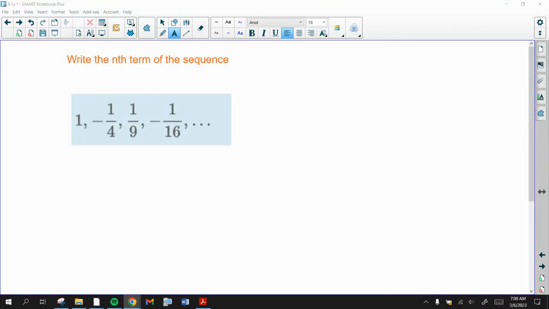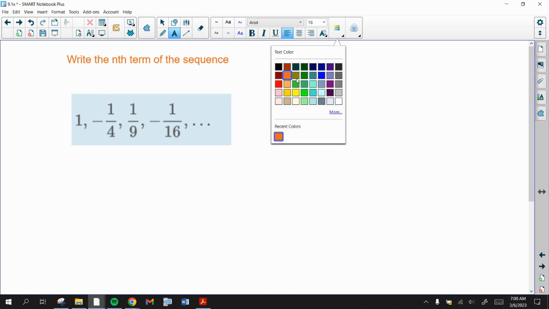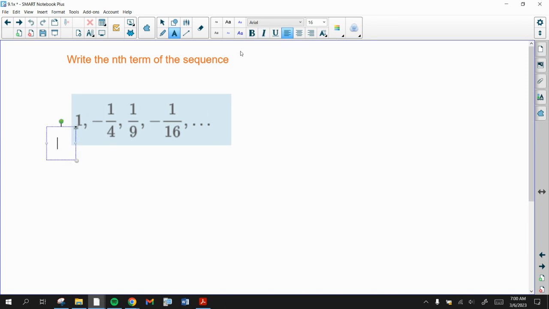We're going to write the nth term of this sequence, so basically the general form of this sequence. The key here is you're trying to look for patterns. What I would think of is like this: the first number is the first term, so n equals 1. Second is n equals 2. Third is n equals 3, and so on.